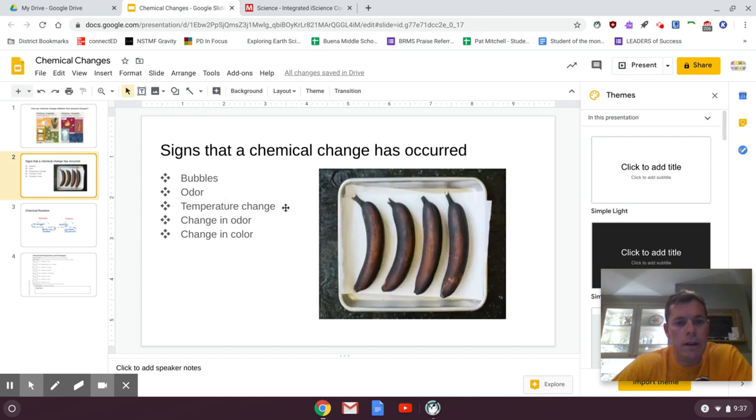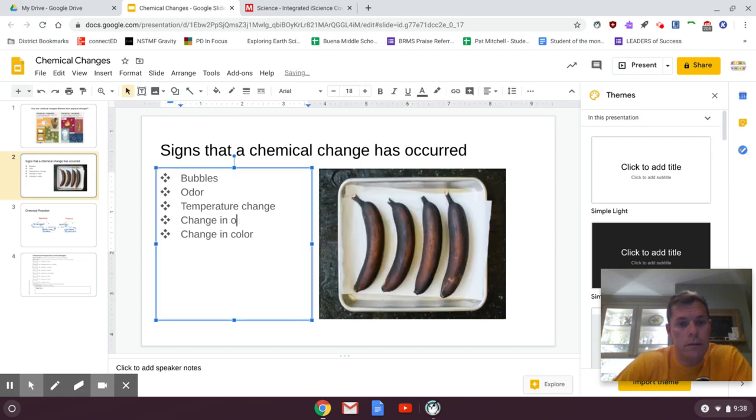Temperature change. You might see heat change, either added or removed heat. Change in odor, again, the smell of something. And lastly, a change in color, like the banana. Again, it turns brown. So there are some good signs that a chemical change has occurred.